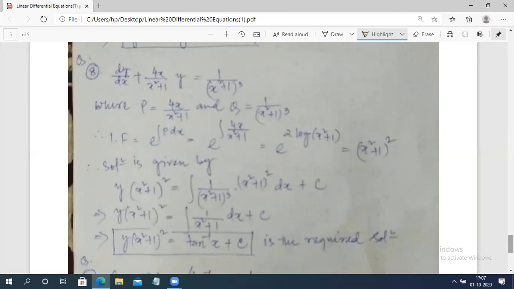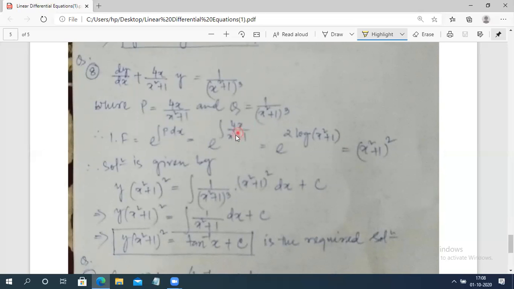And the next question is very easy, and this is again of the same type. dy by dx plus p into y is equal to q, where p and q both are functions of x alone. So identify p and q. It is already in this form. So find the integrating factor, that is e raised to the power integral of p dx. So 4x upon x square plus 1 dx. Here you have to write dx also. Here dx is missing. You just make it correct.